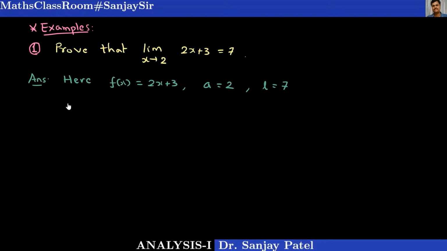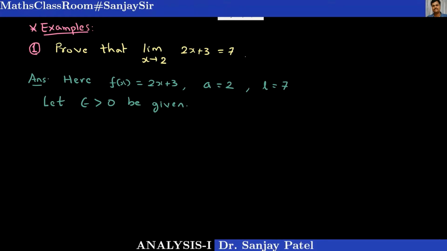So what is the definition of the limit of a function? We know, given an epsilon, we have to find some delta such that whenever 0 < |x - a| < delta, implies |f(x) - L| < epsilon. So let us begin by taking epsilon greater than 0 to be given.